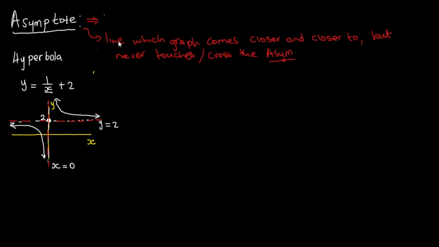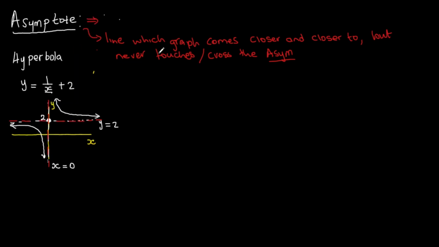So an asymptote is a line which the graph comes closer and closer to, but never touches or crosses. The graph will come closer to that line, but it must not touch the line. So this one is for the hyperbola.